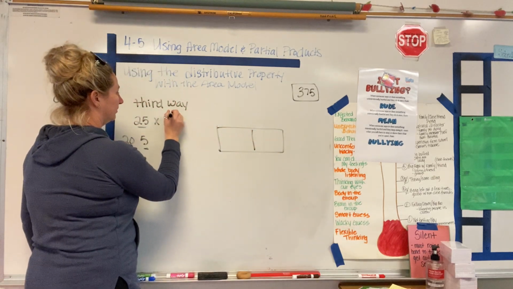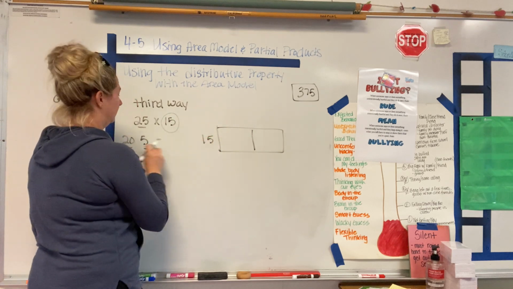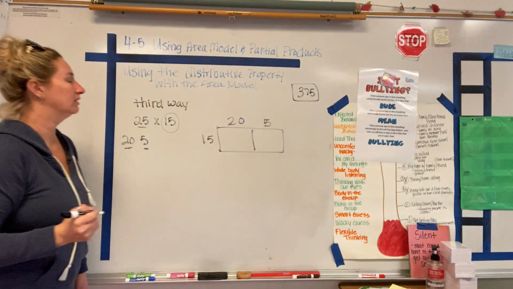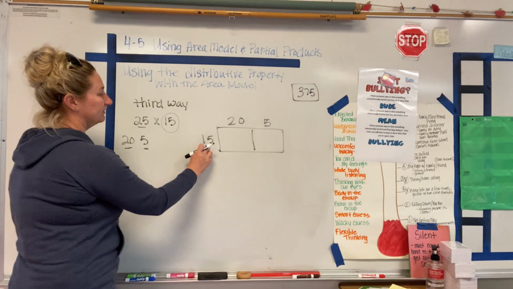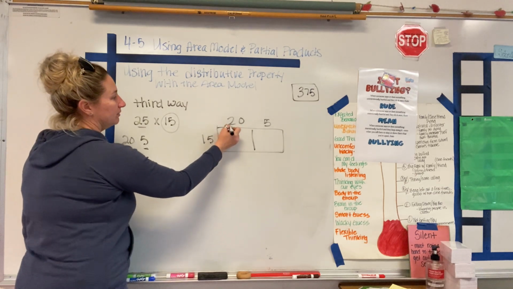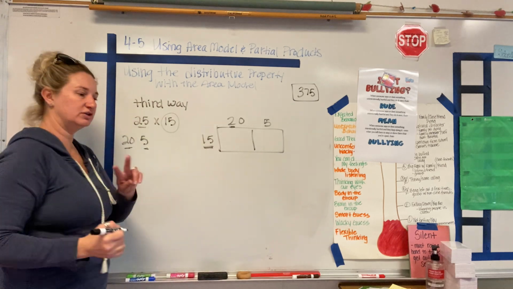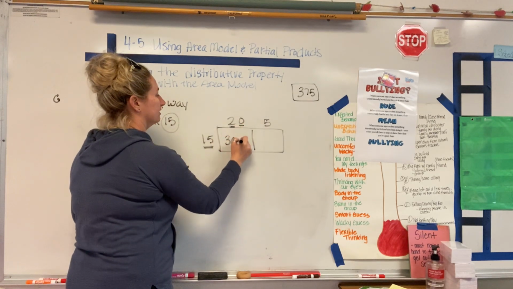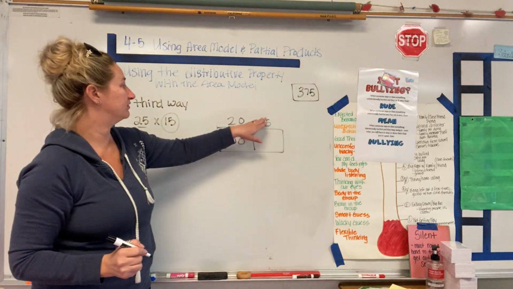and my whole number that I didn't break apart goes on the outside of the 1 box, and the 20 and the 5 go on the top. All right, and then I multiply my squares like normal. So 15 times 20, I would do 2 times 15. So 2 15s is 30, and then add on the 0. And then 15 times 5.